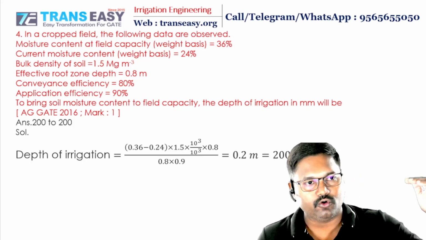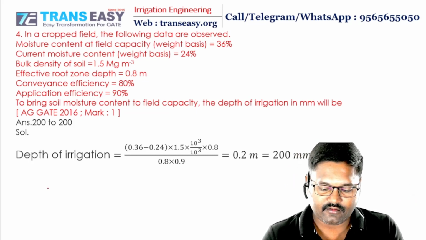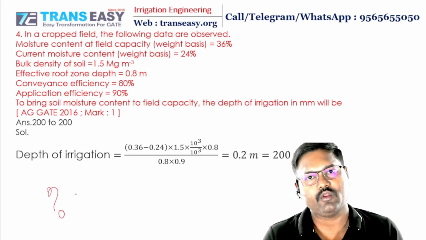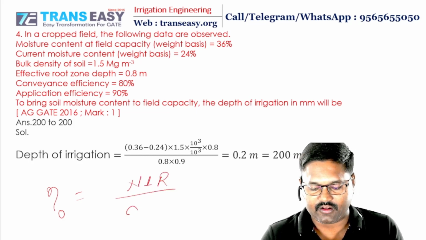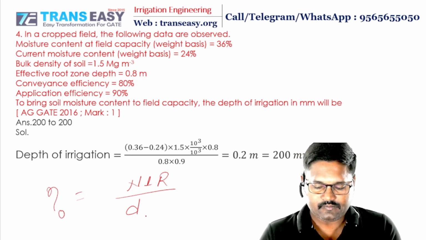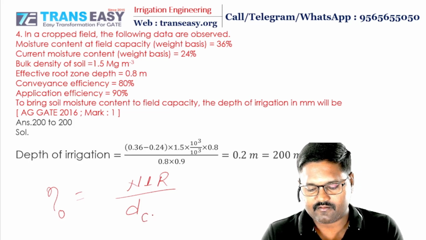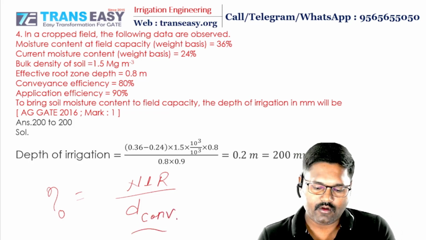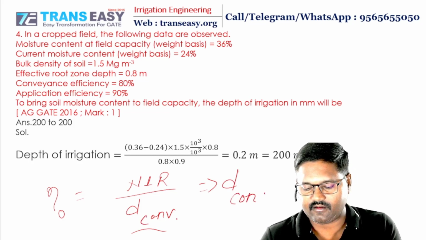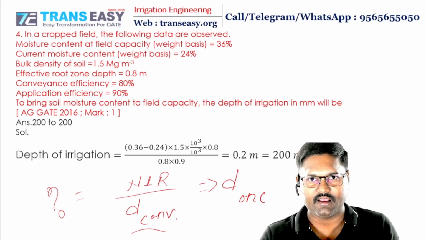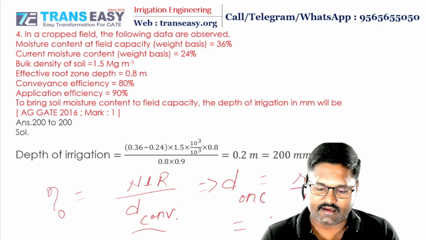Which depth of irrigation? The one diverted from the river and reservoir to the conveyance system, that we have to calculate, right? So dear students, we write overall efficiency. Overall efficiency is water stored in the field, that is net irrigation requirement, upon amount of water or depth of water diverted to conveyance system, right? So the question requires the depth of irrigation water diverted to the conveyance system. What will it be? Net irrigation requirement upon overall efficiency.